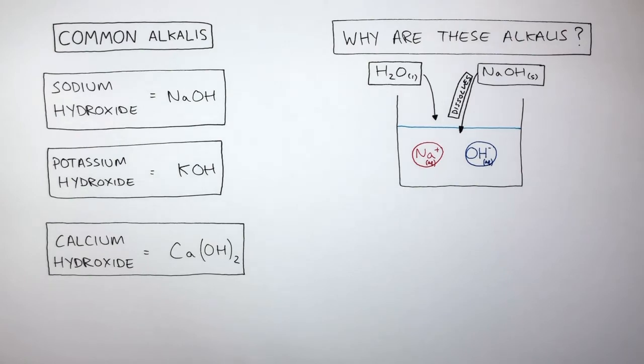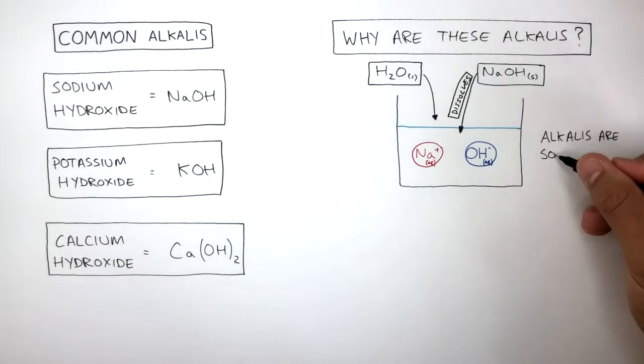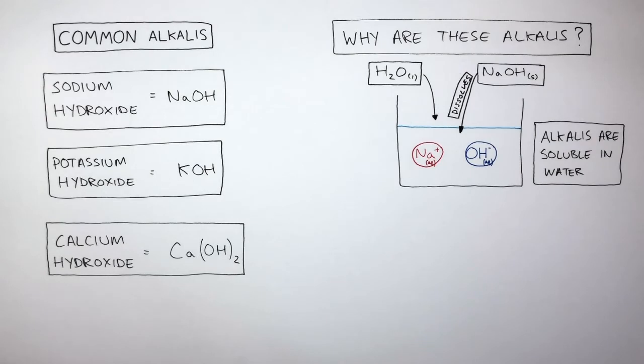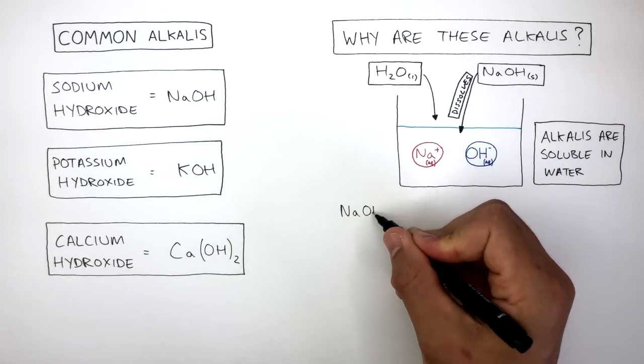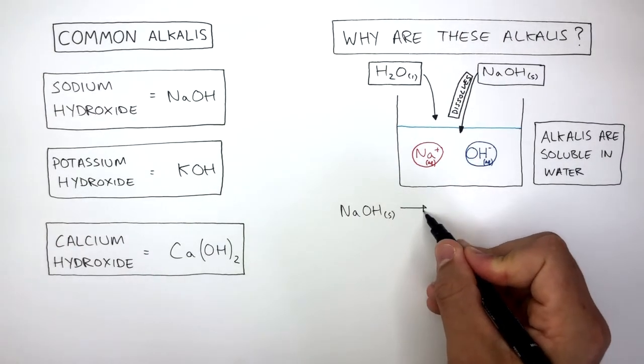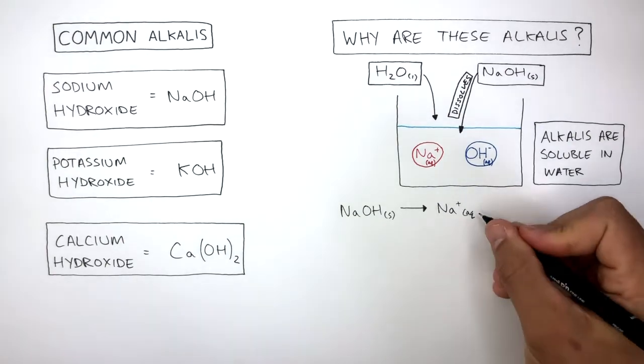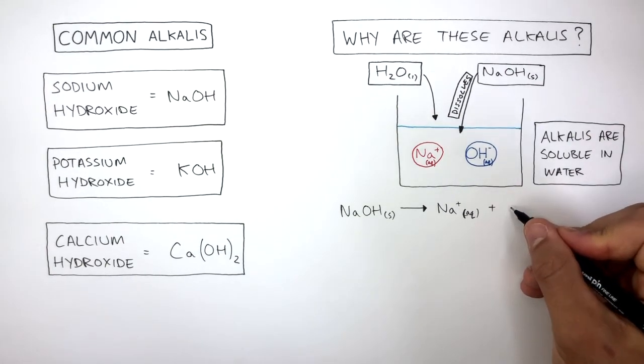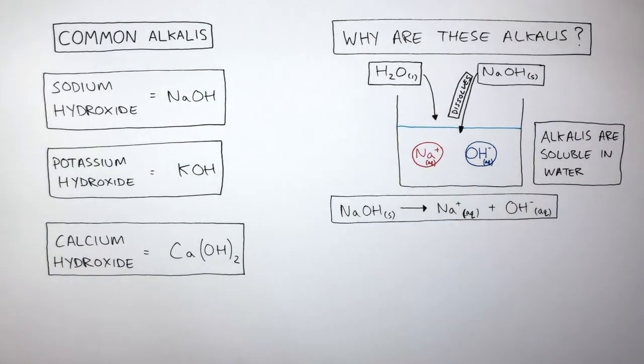What makes alkalis special is that alkalis are soluble in water. This means they can dissolve in water. We can use an ionic equation to show what's happened, where NaOH(s), S for solid, dissociates into Na+(aq), aq for aqueous, and OH-(aq), aq for aqueous.